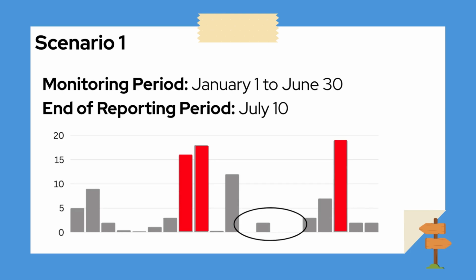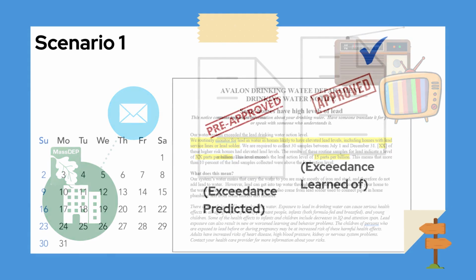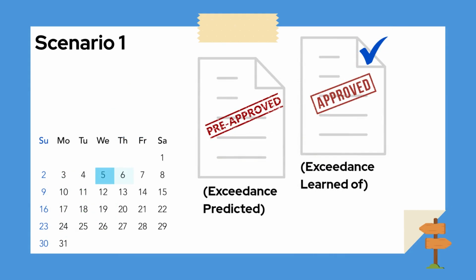Due to this, while waiting on their last 3 results, they reach out to their MassDEP regional office with a draft Tier 1 public notice and ask the regional staff to review their public notice and plan distribution method ahead of time. The regional MassDEP staff review the notice that day and provide comments for corrections. The system is able to resolve all comments, run their notice by their select board for approval, and resend their updated notice to MassDEP for review.